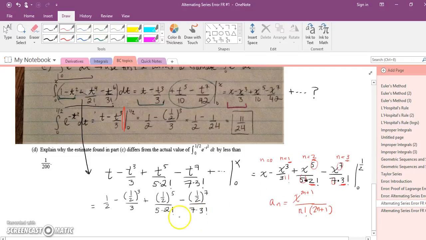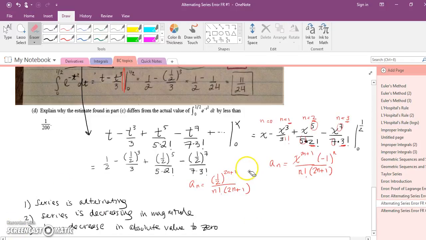That's a sub n. Now, we didn't have just x's in here. Our actual series is a bunch of numbers. So for x, we plugged in a half. So my general a sub n is really 1/2 to the 2n plus 1 over n factorial times 2n plus 1. So now that we did that, that's the hard part. Now we're going to go through our checklist.